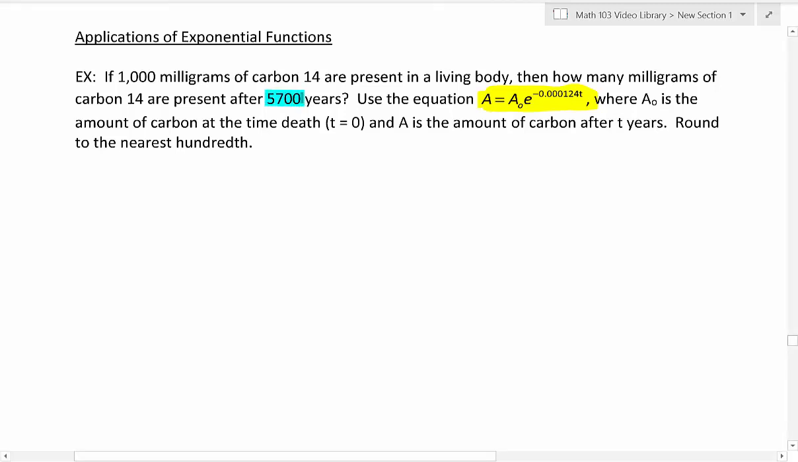So they said find the amount of carbon after 5,700 years, so that'll be our t. And we're also told that there are 1,000 milligrams of carbon present in a living body, so that's our A sub 0, the amount of carbon we're starting with. And we'll plug these numbers into our formula to get our answer.